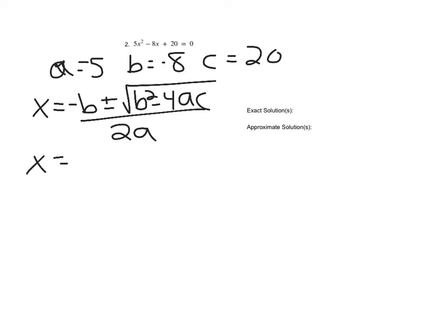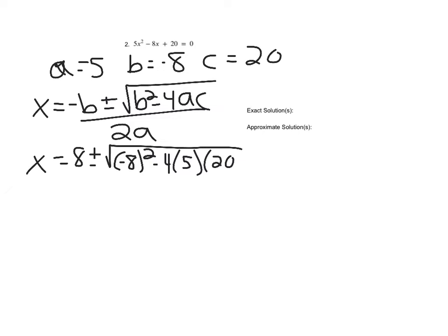So I have x equals the opposite of -8, which is +8, plus or minus, b is -8, so I have (-8) squared minus 4 times 5 times 20, all over 2 times 5. Okay, step 1 is to simplify this stuff inside your radical.